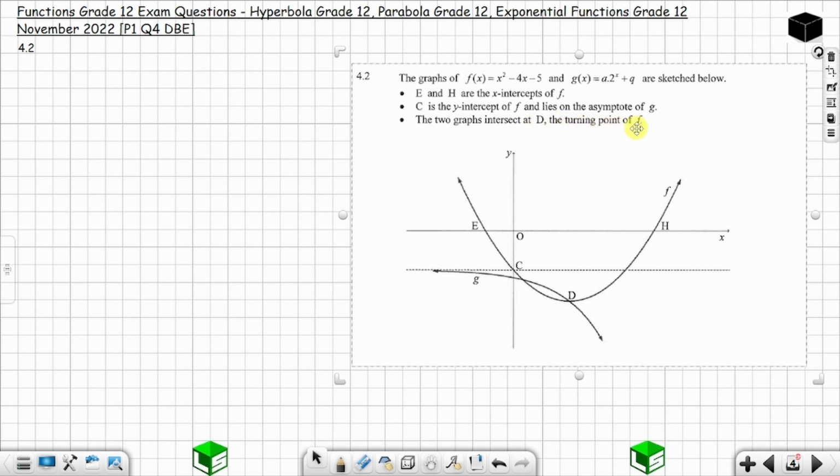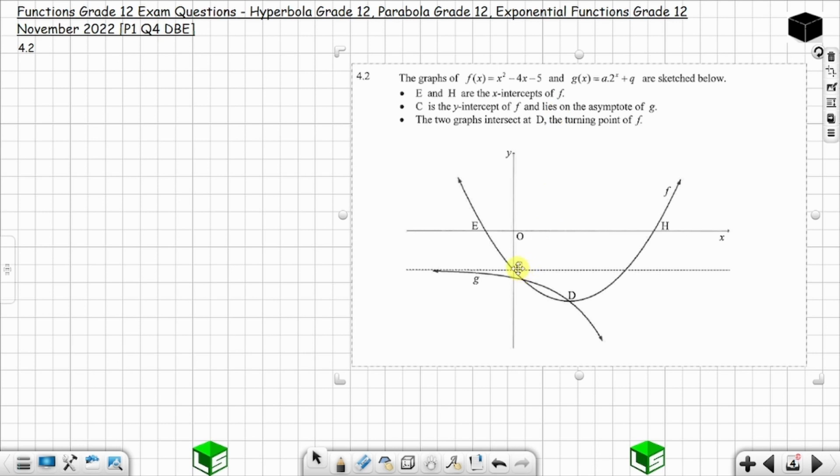Okay, so you can see the graph of f is a parabola. E and h are the x-intercepts of f. C is the y-intercept of f. There's C, the y-intercept of f.